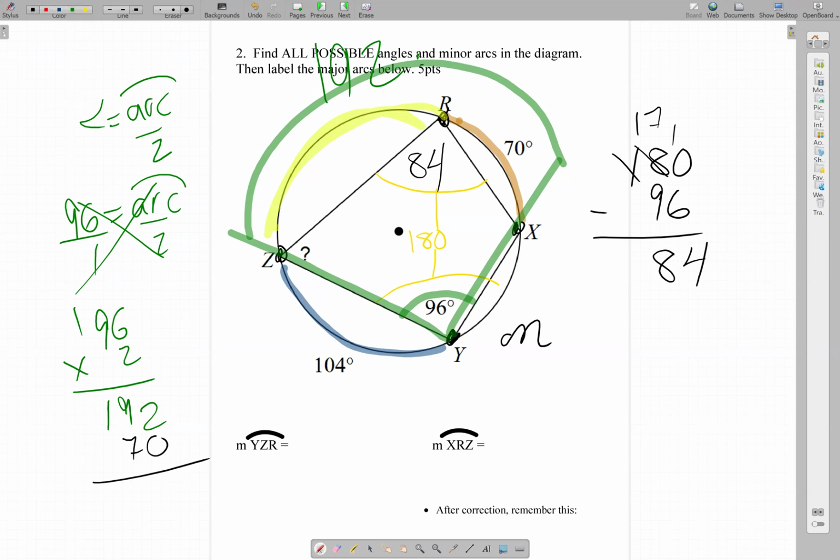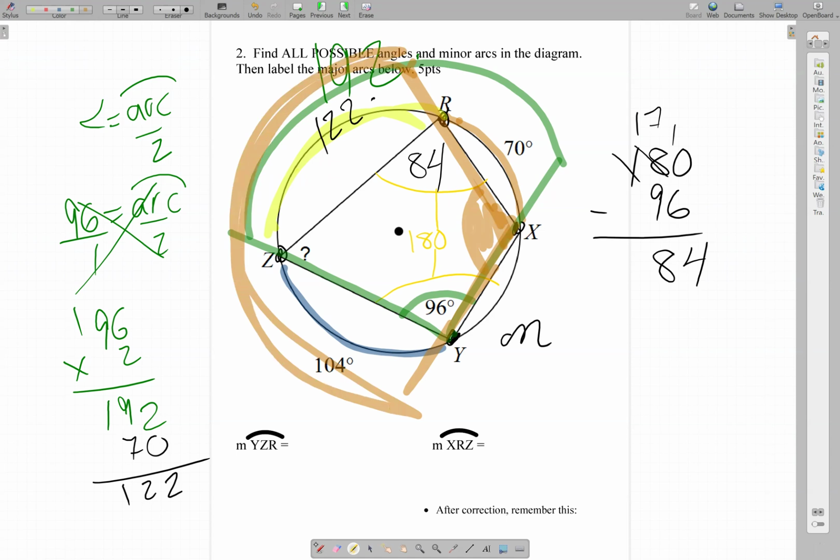You're like, do I want the yellow? I say find everything possible. So I'm going to minus 70. That's going to be 2. And that's 2. And so that's 122. Let's see what else I can find here. Let's see. I can go this way now. This angle grabs this arc. So I'm going to add 122 and 104, and I get 226.